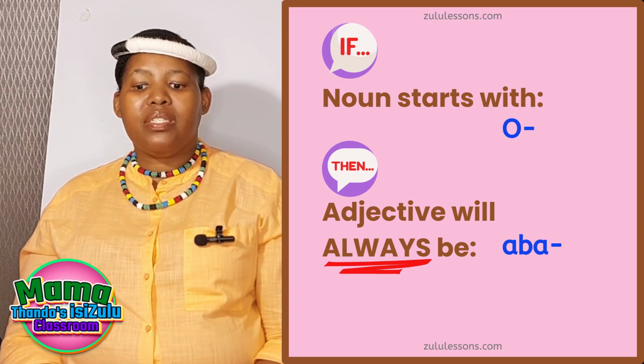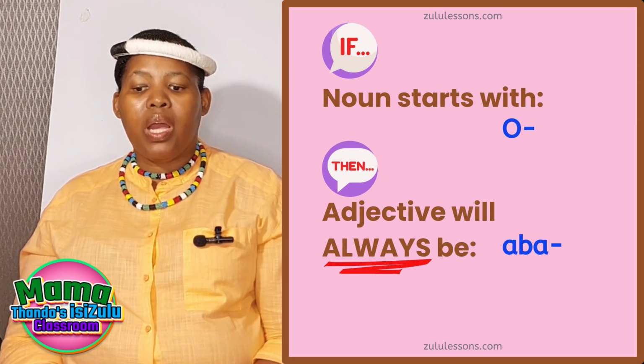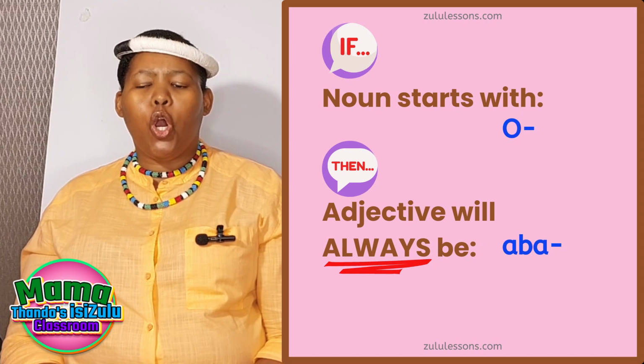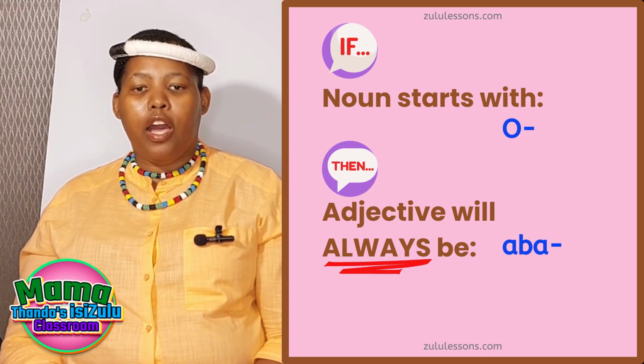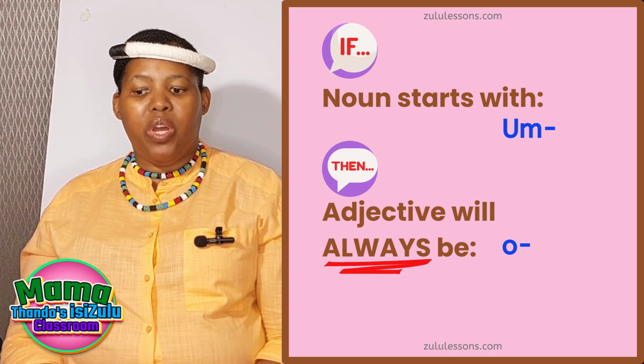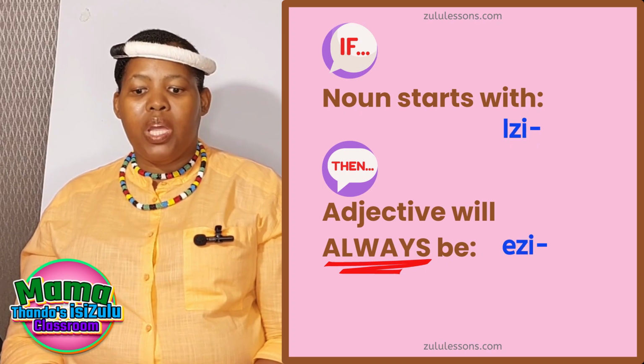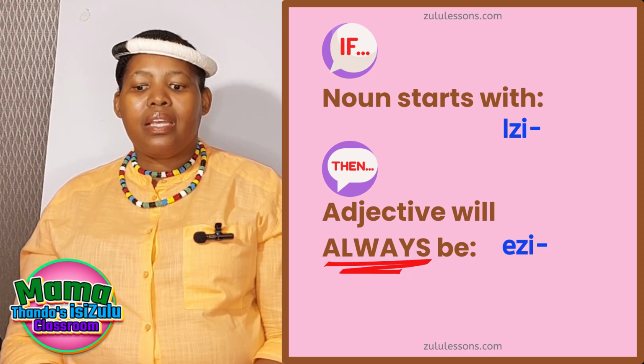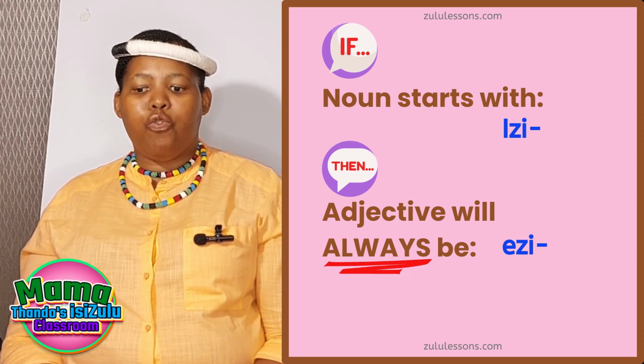If a word starts with o, then its adjective will always start with aba. If a word starts with a, then its adjective will always start with o. If a word starts with izi, then the adjective will always start with ezi.